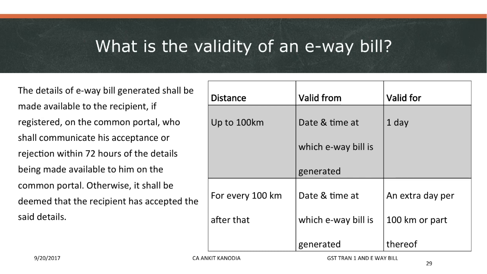What is the validity of the e-way bill? Details of the e-way bill generated shall be made available to the recipient, if registered on the common portal, who shall communicate his acceptance within 72 hours. If he does not accept, it will be deemed to be accepted. So validity is up to 100 kilometers 1 day, and for every additional 100 kilometers an extra 1 day. It is not linked to the first 50 kilometers or first 100 or up to a maximum number of days. It is for the total distance to be traveled. 1 day per 100 kilometers is the validity of the e-way bill.